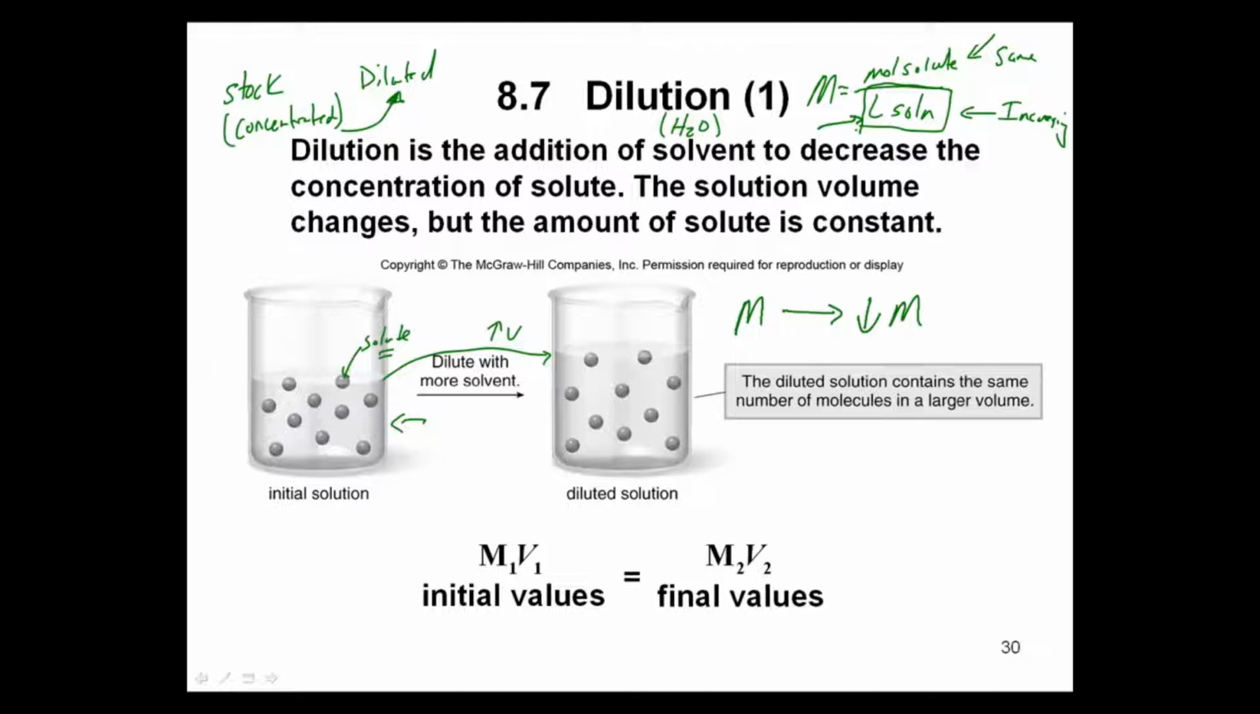So there actually is a dilution equation. It's on the bottom here. It's M1V1 equals M2V2. And M1 is molarity, M2 is molarity as well. So sort of a before the dilution and after the dilution type of deal. M1 and M2 are molarity. V1 and V2 are obviously volume. And this is also kind of before and after.